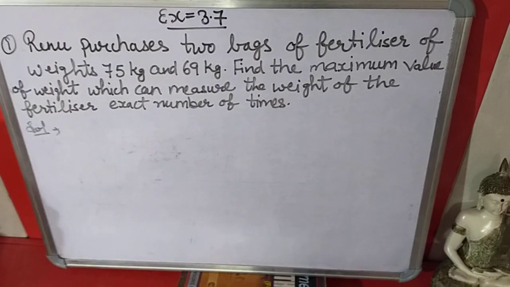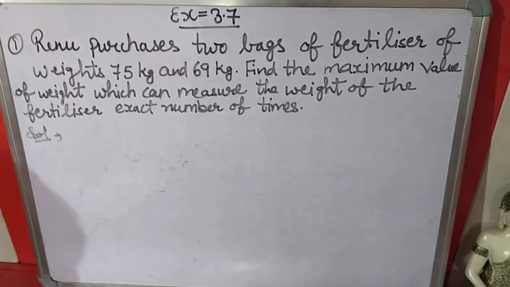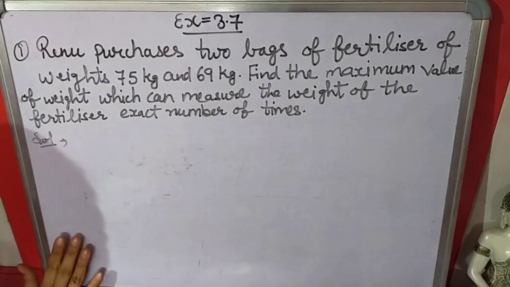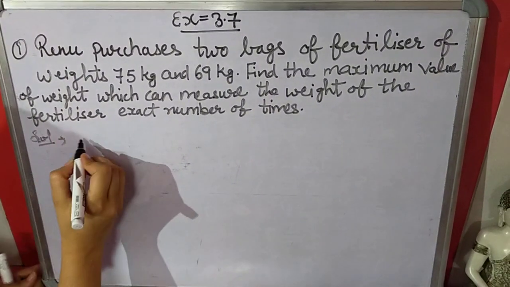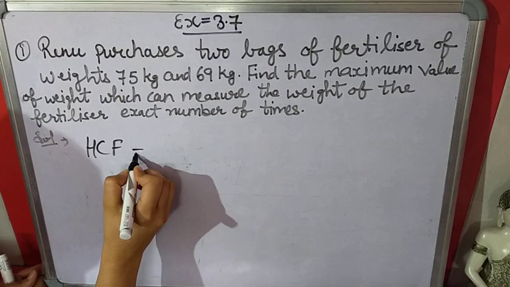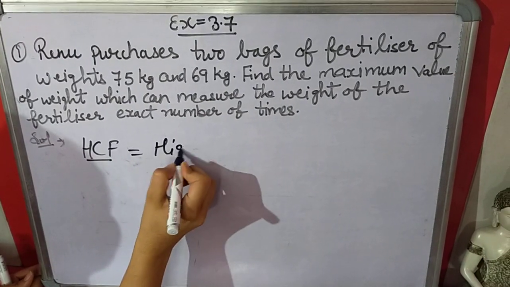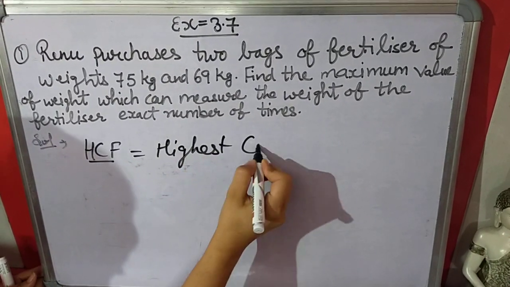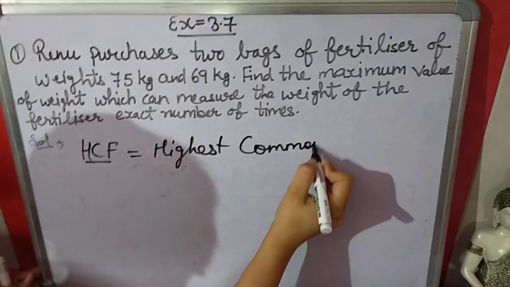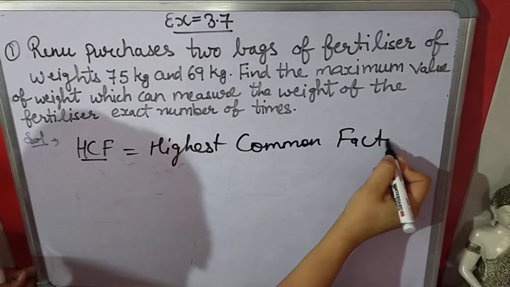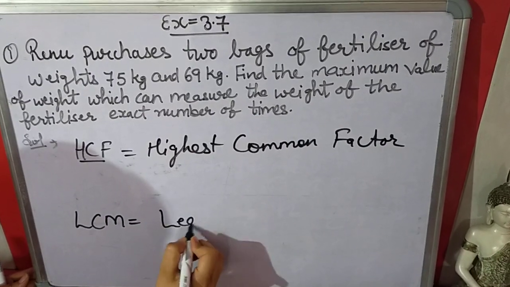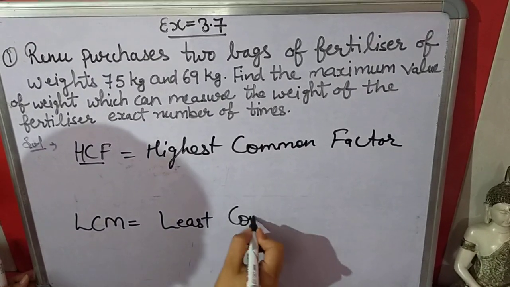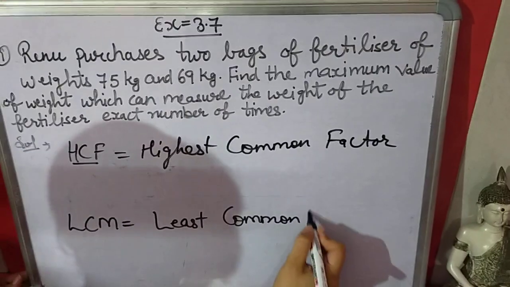Next, exercise 3.7. These are the word problems related to HCF and LCM. Before that, I will tell you, the full form of HCF is highest common factor, and the full form of LCM is least common multiple.